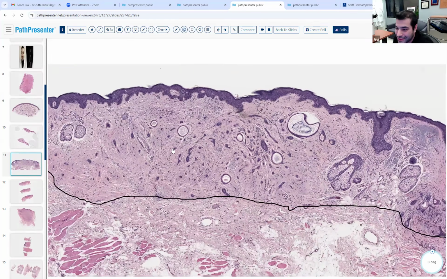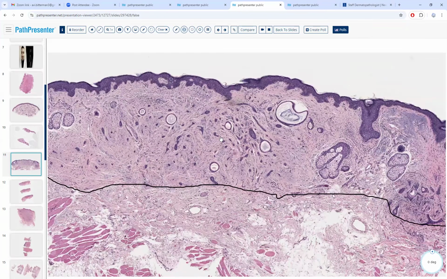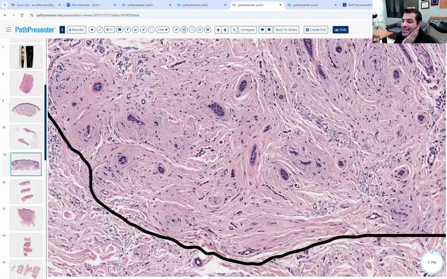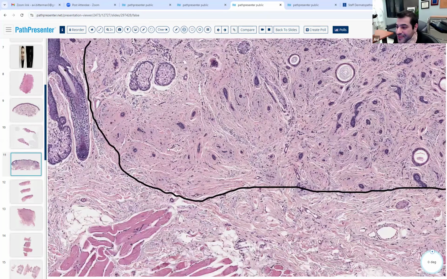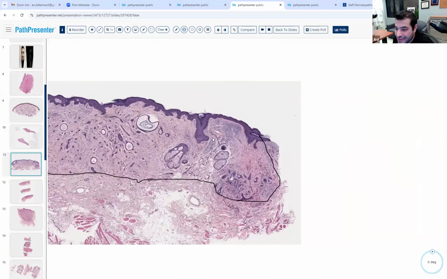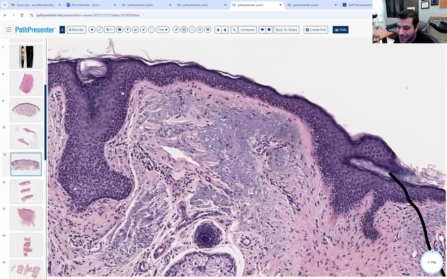What do we think our diagnosis is? I mean, this would be desmoplastic trichoepithelioma, but what exactly does desmoplasia look like? What's a good way to explain desmoplasia? So the way I like to think of it is, I'll start with an ostensive example.